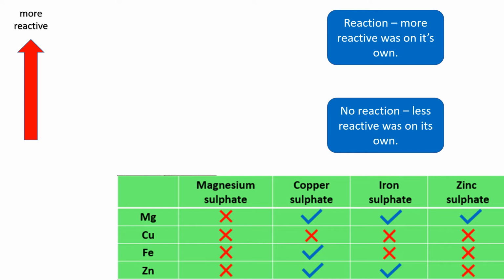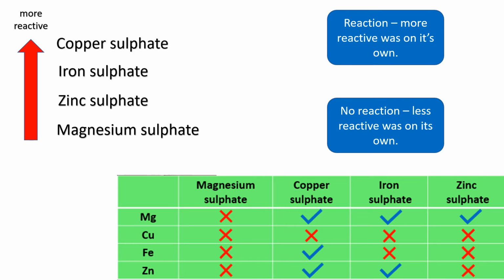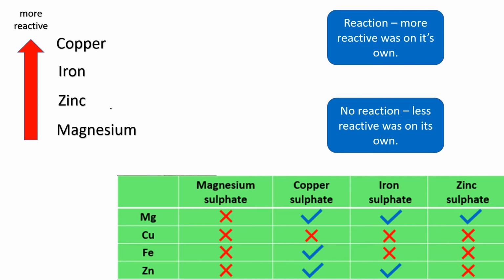So the most common mistake I see is somebody looking at these results going, oh, magnesium sulfate, loads of crosses, no reactions, that must be the most unreactive. And then zinc sulfate's got 3 crosses, iron sulfate's got 2 crosses, and copper sulfate's only got 1 cross. Right, well, that must be the order of reactivity. Well, first of all, it's asking for the metal. So you might say, oh, okay, let's just get rid of the sulfates.